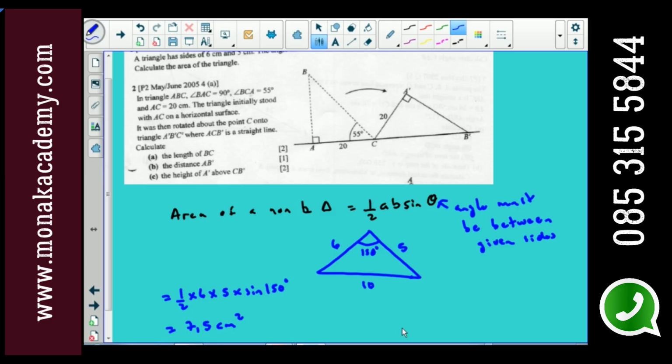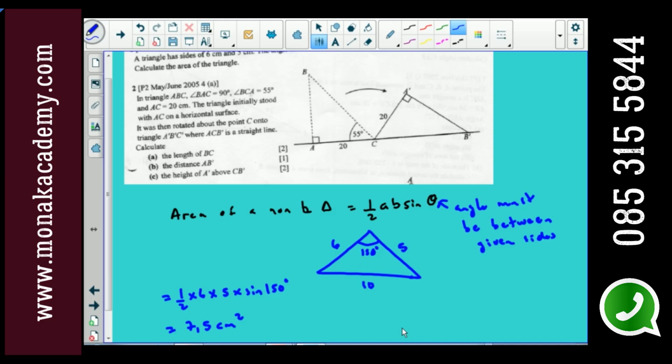If the angle that was given was between 6 and 10, then we can use the 10. Yes. If the angle that was given was between 5 and 10, you only use the two numbers that are forming the angle. Yes, always the ones that are forming the angle. So that's the only trick that they will try to get you with.